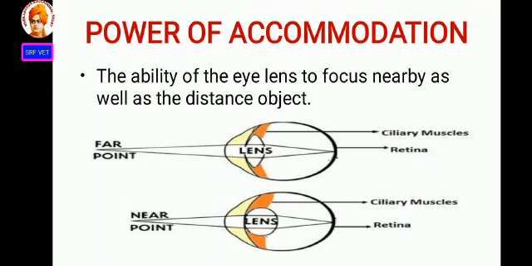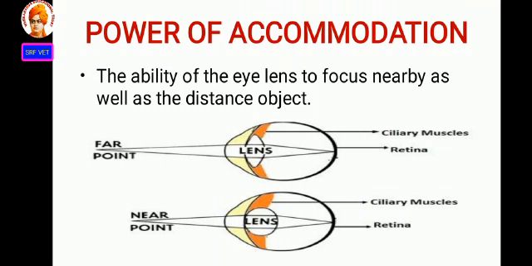Next one, power of accommodation. The ability of the eye lens, that means the capacity of the eye lens, to focus nearby as well as distant objects. This is achieved by changing the focal length of the eye lens with the help of ciliary muscles. The eye lens is made of a flexible jelly-like material.